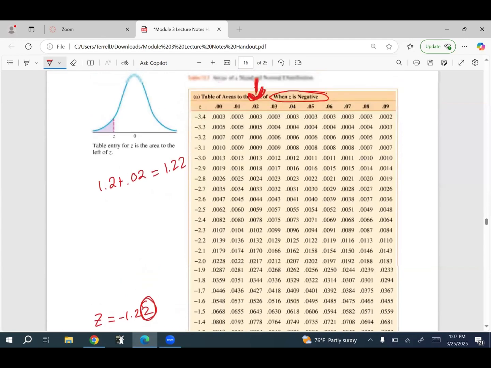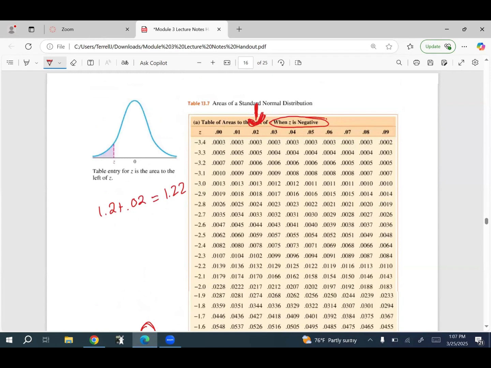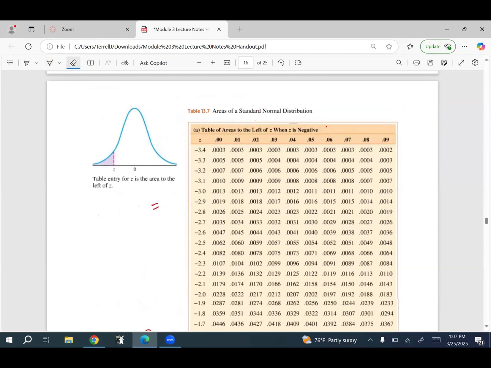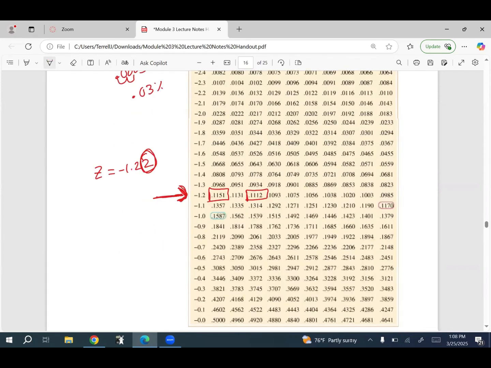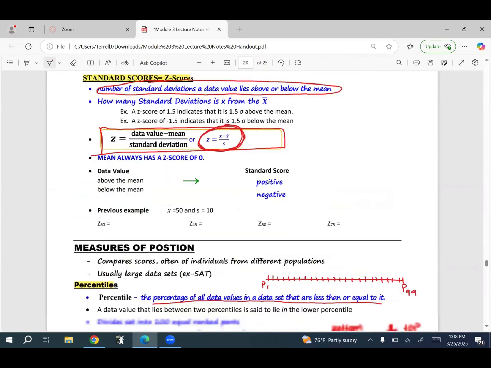Let's practice with another one. Let's say I have a z-score of negative 3.43. Well, here's negative 3.4, and then the 0.03 column makes it 0.0003, which as a percent is 0.03%. Let's look at the next example.